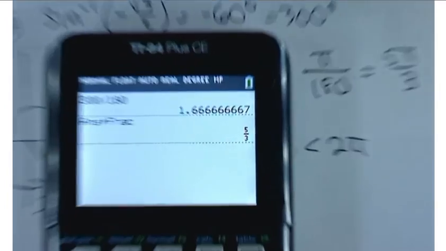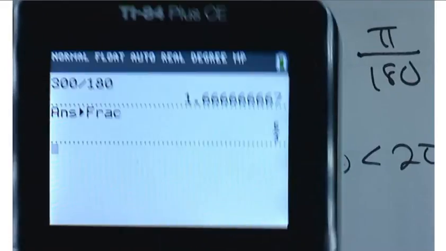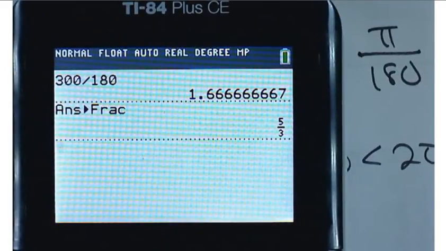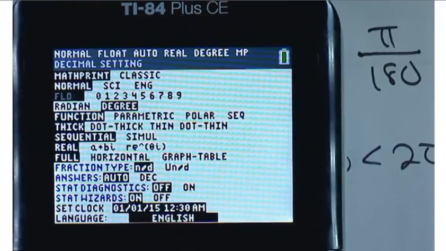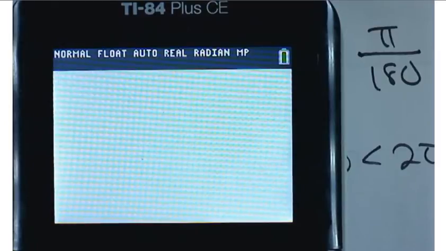Speaking of the pi, let me go back and show you why I'm not doing this in radian mode. So if I put my mode in radian, okay, yeah, all right, I can do that.